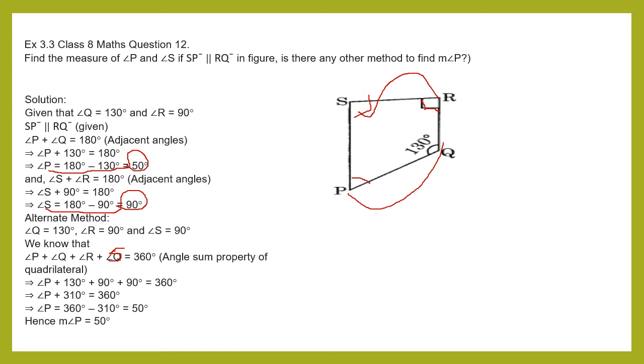If we add these three measures, we get 310 degrees. So angle P plus 310 degrees equals 360 degrees. Angle P equals 360 degrees minus 310 degrees, which is 50 degrees. So the measure of angle P is also 50 degrees. This is the alternate method, children. I hope you understood this problem. So observe carefully, listen and understand the problem, children.